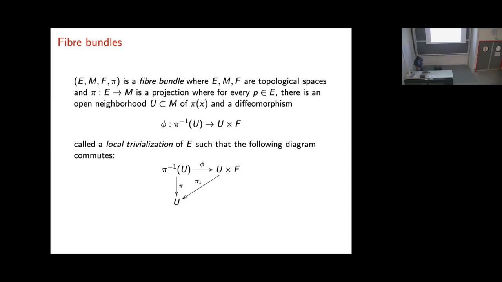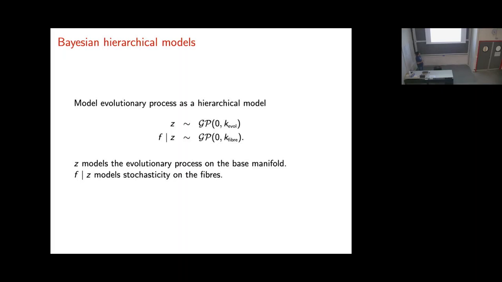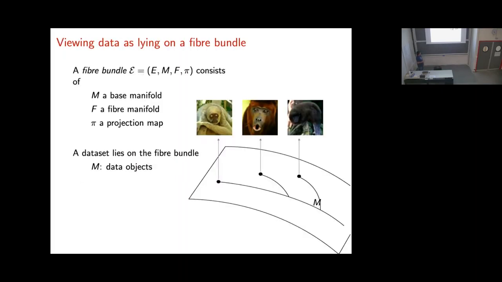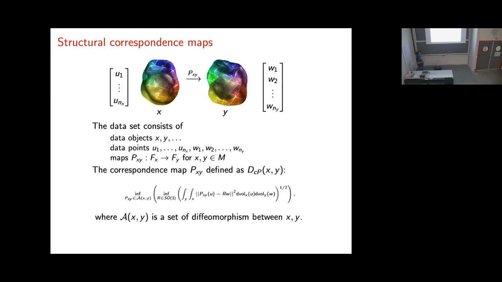Now, a mathematical property of fiber bundles is that they have local trivializations. So you have this commutative diagram, and what this commutative diagram suggests is that there's a product structure on the base and on the fiber. Having that product structure is why I can think about this as a hierarchical model. Let me tell you a kernel we use that's not quite right, and I'll get to why it's not quite right.